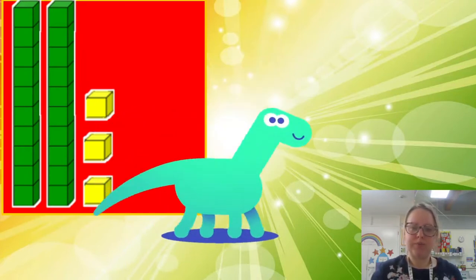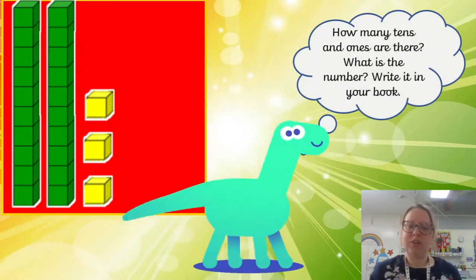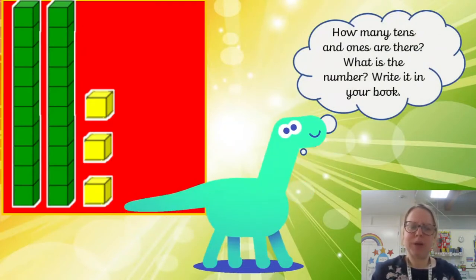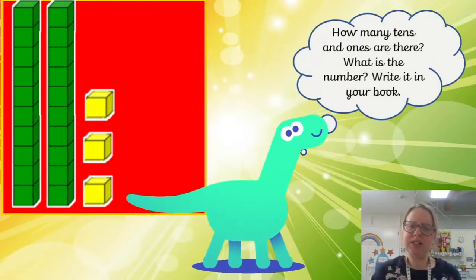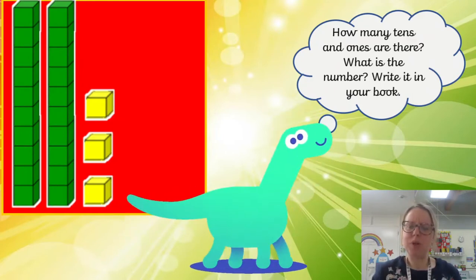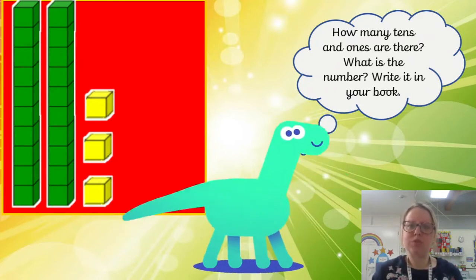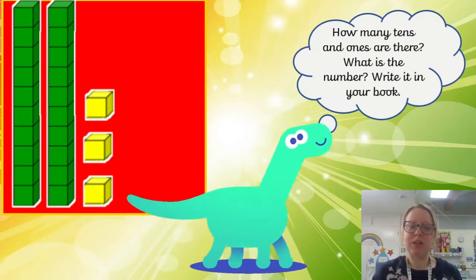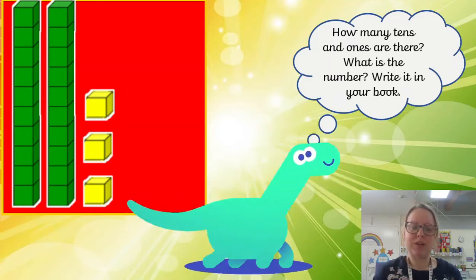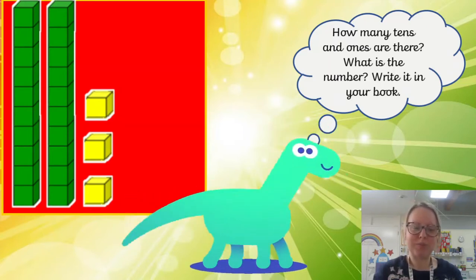So, our dinosaur is thinking about these cubes over here. He's thinking, how many tens and ones are there? What is the number? I want you to write it down in your book. So look at the tens and ones, think what the number might be, and write the number into your book for me.